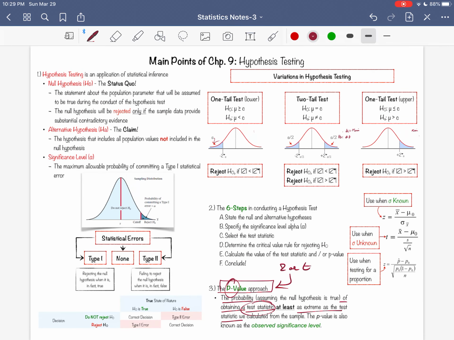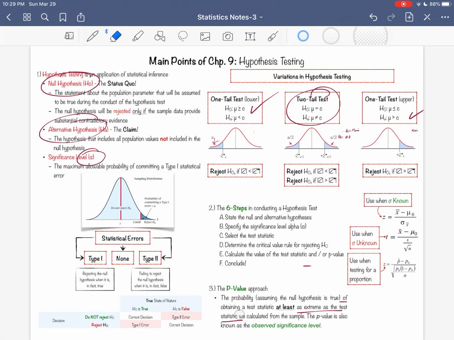So these are the main highlights of Chapter 9. Really quickly, it's the idea of testing with a standard. We're going to look at a null and an alternate hypothesis. We're going to be given a significance level. That significance level is going to be used when you do a one-tail lower test, a one-tail upper test, as well as a two-tail test. And you can determine which test to use by understanding what the alternate hypothesis is. Finally, we're going to calculate what is called a p-value, and we're going to conclude.